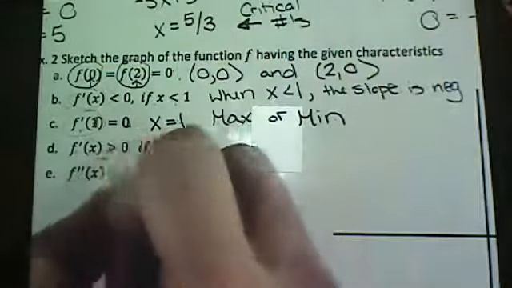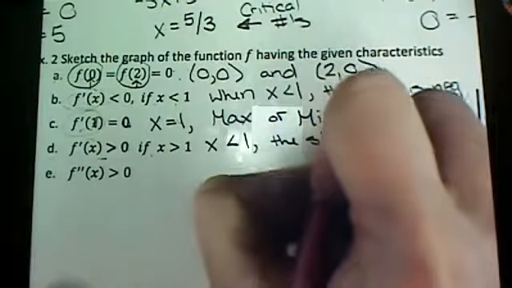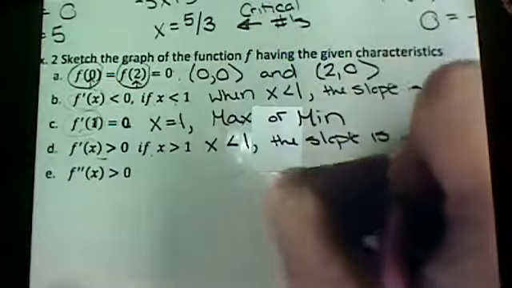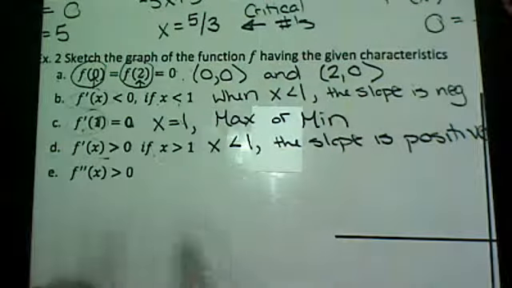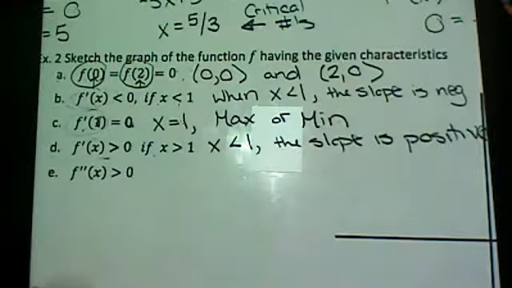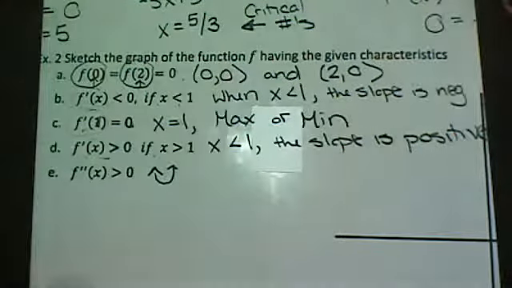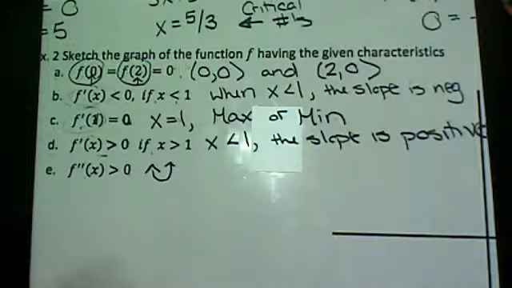Last part, this part here. They're saying the derivative is greater than 0 when x is greater than 1. So when x is greater than 1, the slope is positive. So the graph is going up. Last thing, they're saying the second derivative, the whole thing, is greater than 0. That means our entire graph is concave up. The whole thing is concave up.